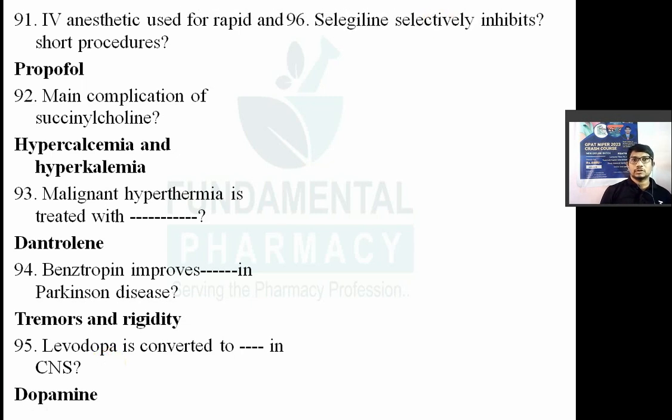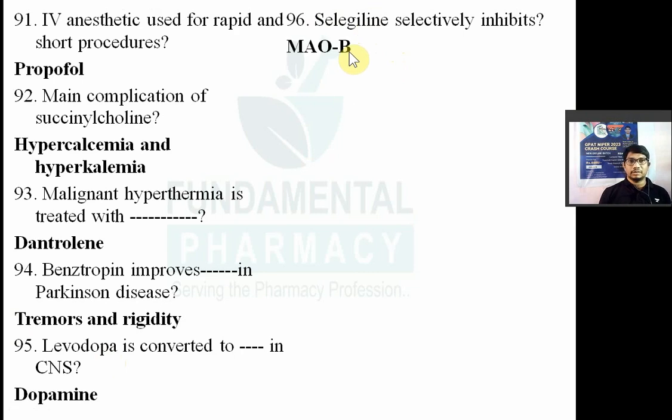Levodopa is the prodrug. Next question: selegiline selectively inhibits which enzyme? Now what is selegiline? Selegiline is a drug which is also used in Parkinsonism. It is known as a MAO inhibitor. Selegiline is nothing but the MAO inhibitor.